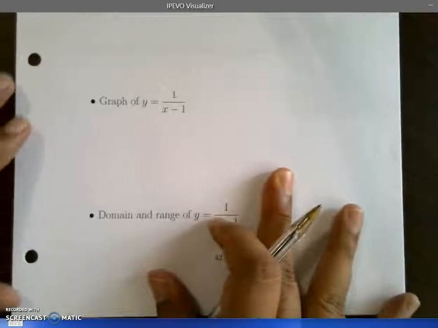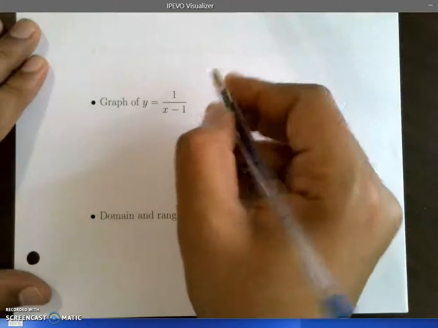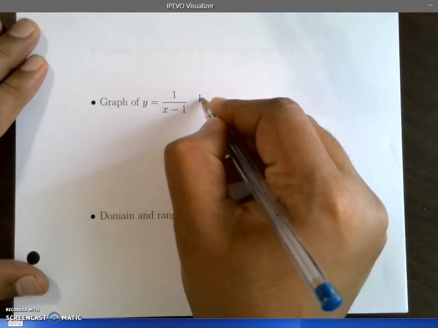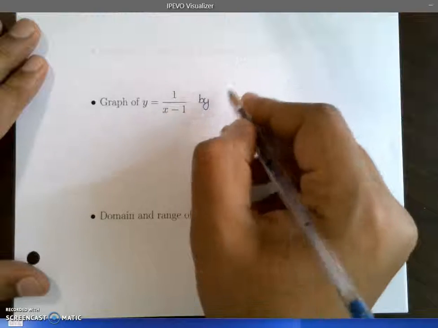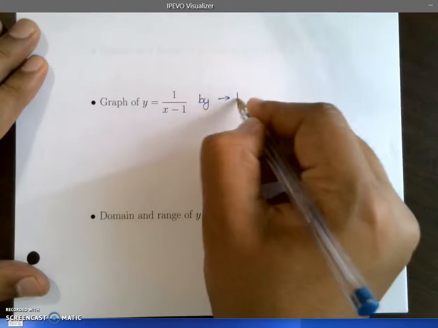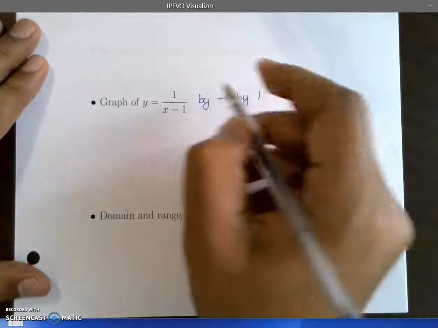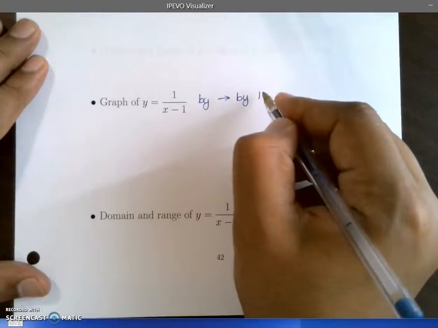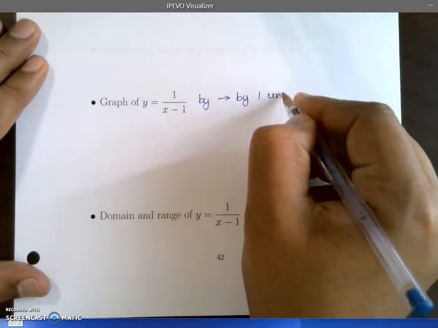Now let's take the graph of y equals 1 over x minus 1. This is really obtained by translating, by moving the graph to the right side by 1 unit.